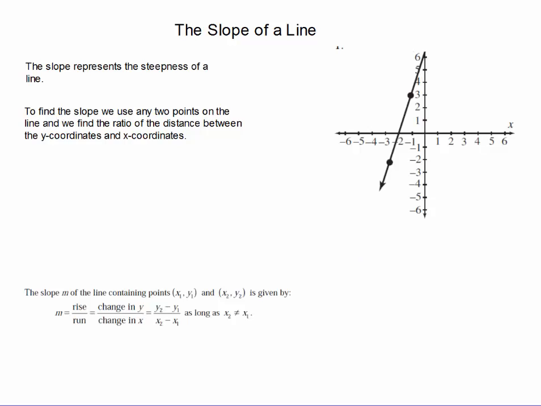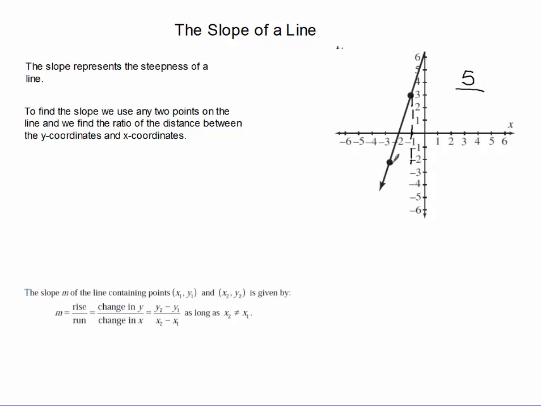In this section, we're going to be looking at how to find the steepness of a line, also called the slope of a line. To find the slope, we use any two points on the line, like here to here, and we find the distance between the y-coordinates, from here to here. If we count 1, 2, 3, 1, 2, 3, 4, 5, it's 5 units away.